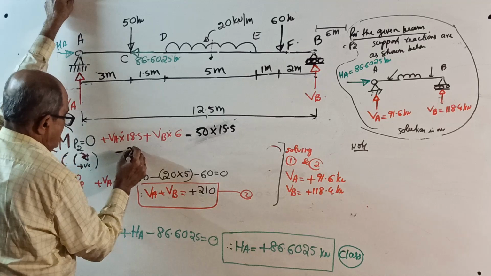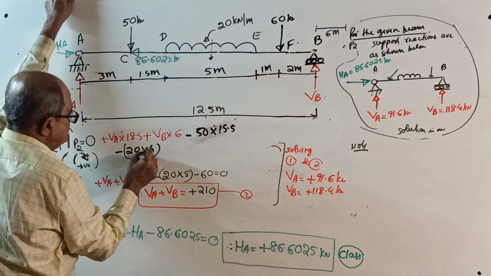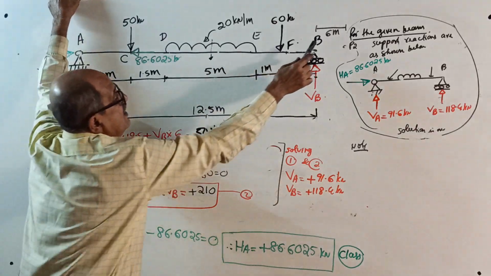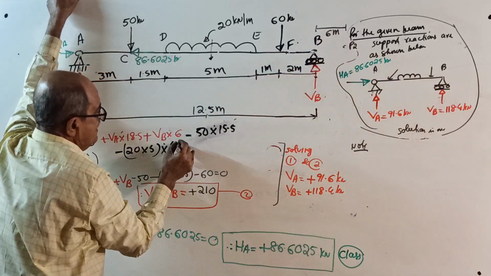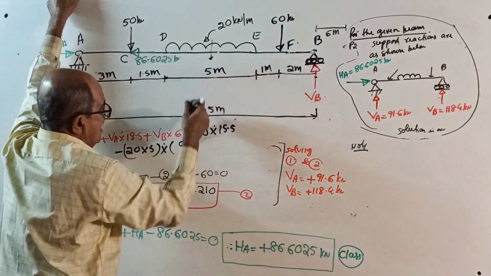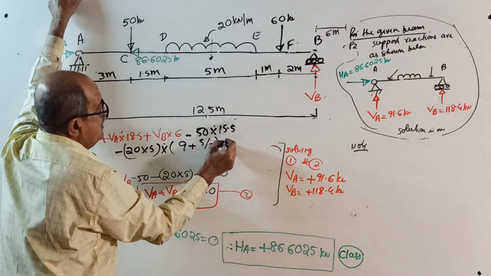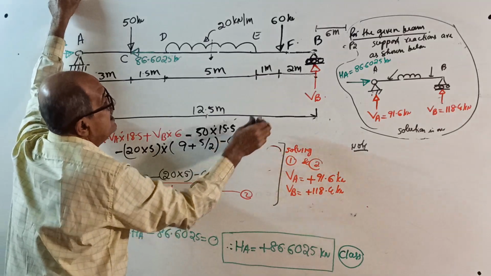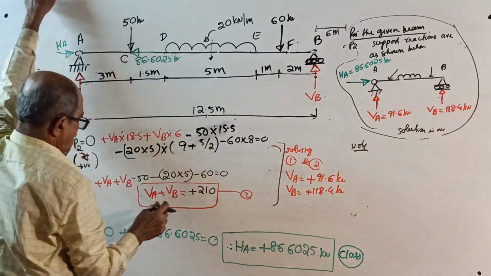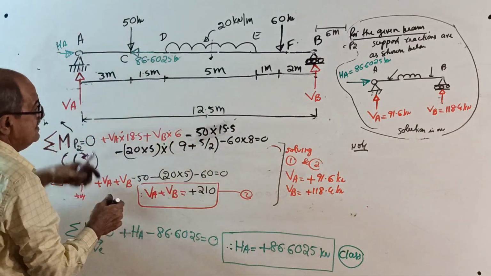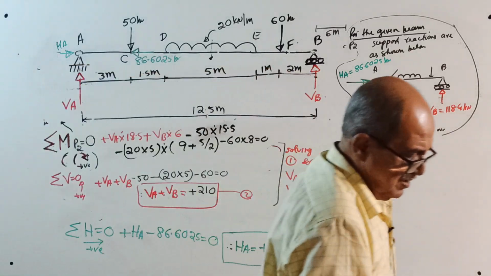Minus 20 into 5 is the total load into moment about this point. 6 plus 2 plus 3 is 9, 9 plus another half of 5. These all already explained thousands of times. Minus 60 into 2 plus 6, 8 equal to 0. When you simplify, what will you get? Equation will come now.